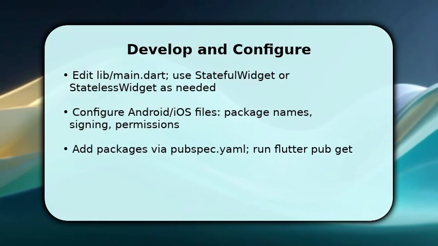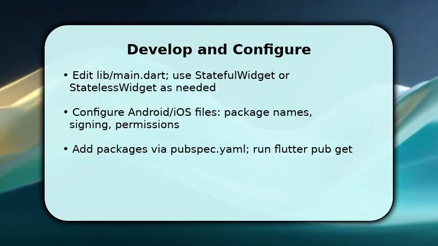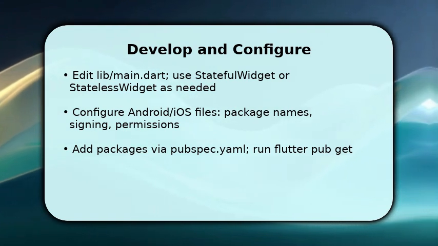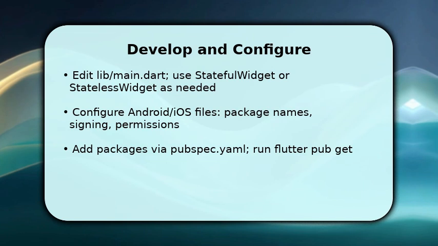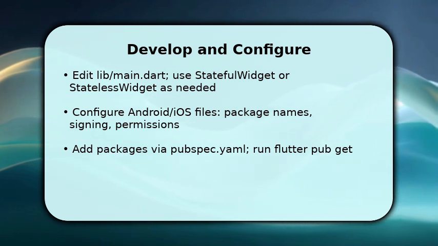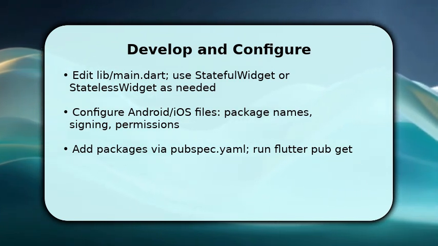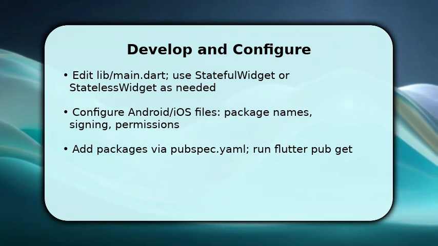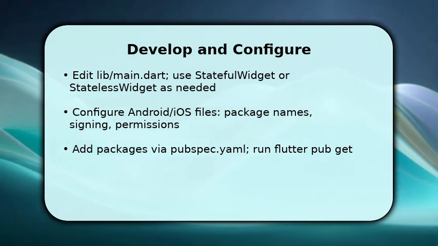Next, you build the app structure and configure platform settings. Edit lib/main.dart and choose stateful widget for dynamic screens or stateless widget for simple UI. This controls state management and performance. Configure Android and iOS manifests for package names, signing, and permissions so builds succeed on devices.